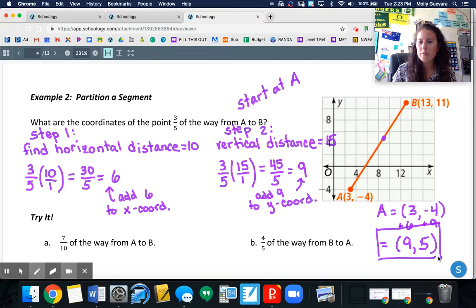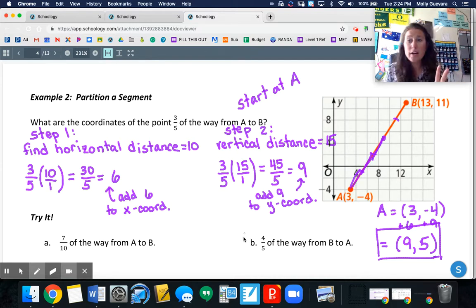So the coordinate of the point 3/5 of the way from A to B is 9, 5. Basically, if I were to split this line into 5 parts, 1/5, 2/5, 3/5, 4/5, 5/5, there we go. This is 3/5 of the way.